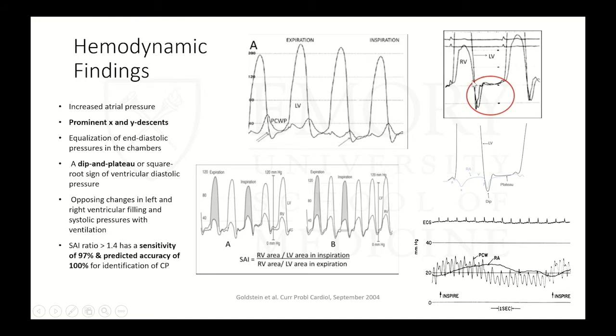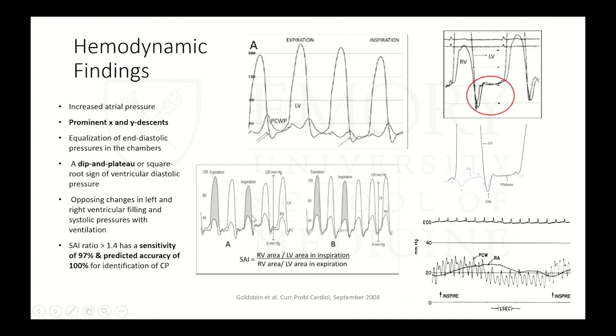And this is your prominent Y descent. We also call it the dip and plateau pattern, or a square root sign in a hemodynamic tracing, which gives you an idea of rapid restrictive filling. So that can be present in restriction as well. It just tells you that there's rapid filling of the ventricle for the time period that it has in that diastolic phase. So opposing changes of the left to right ventricular filling is a very important thing to look for in a hemodynamic study.